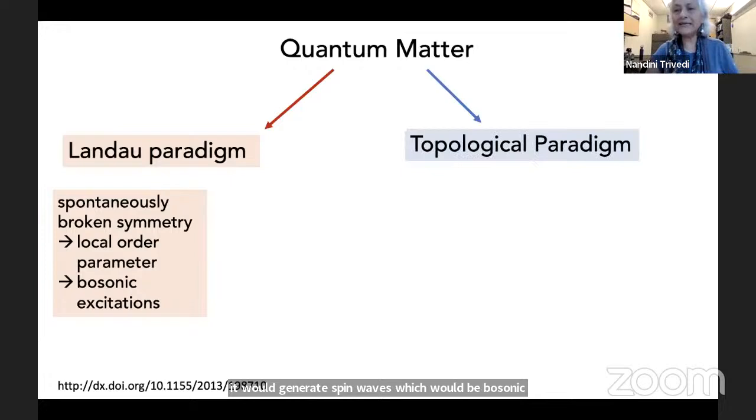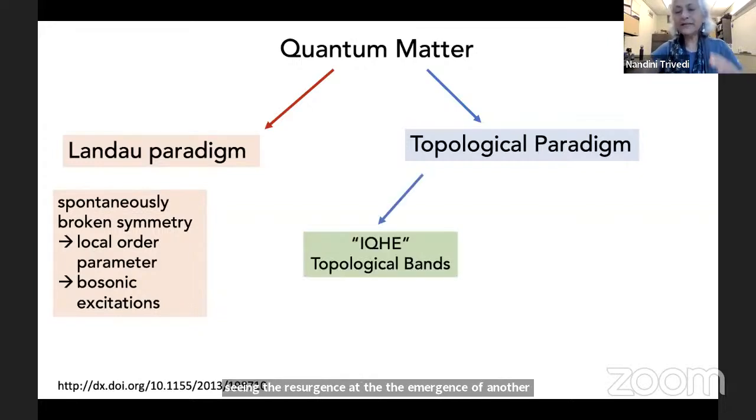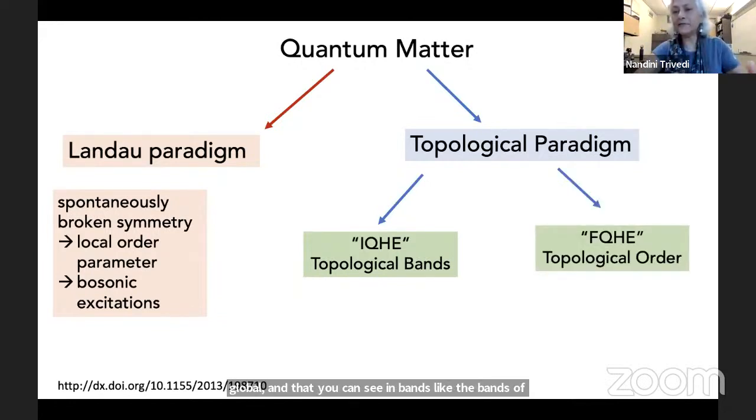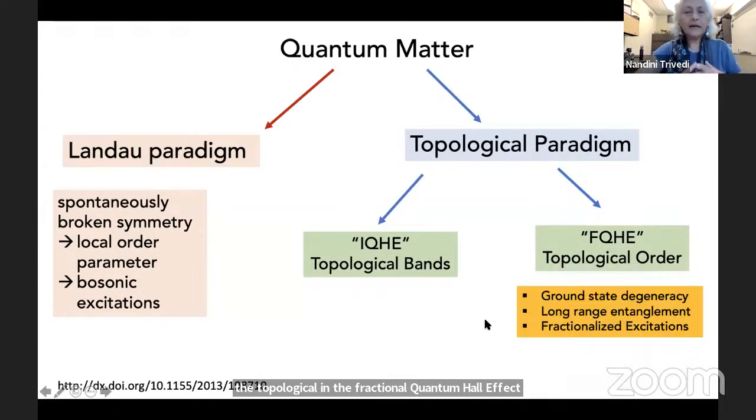On the other hand, now we are seeing the emergence of another paradigm, a topological paradigm, in which there are again two branches. I call it the integer quantum Hall effect branch, which essentially deals with something that is not a local order parameter, but something topological or more global. And that you can see in bands, like the bands of electrons, the bands of these magnetic excitations, and so on. I am taking you on one of the most exciting journeys of topological order in the fractional quantum Hall effect branch, where the phenomena that you see are long-range entanglement and fractionalized excitations.